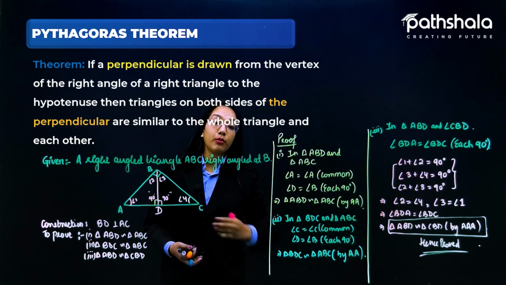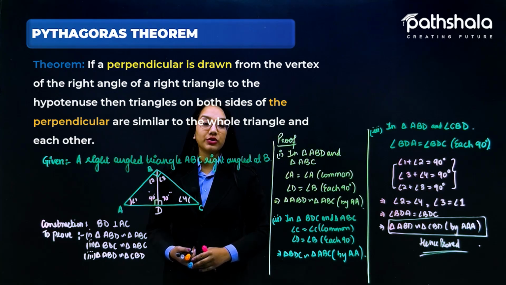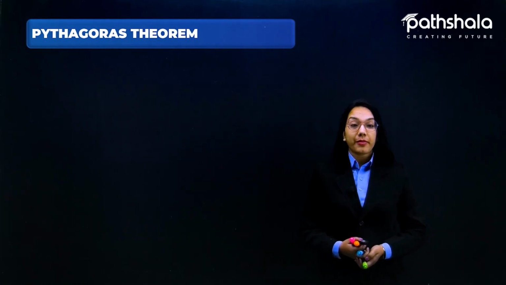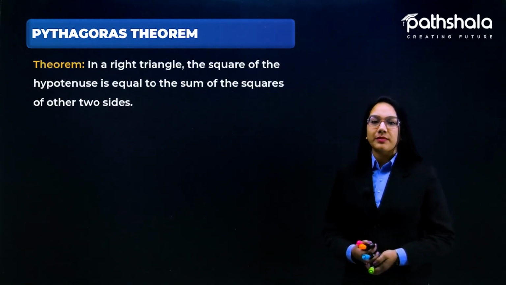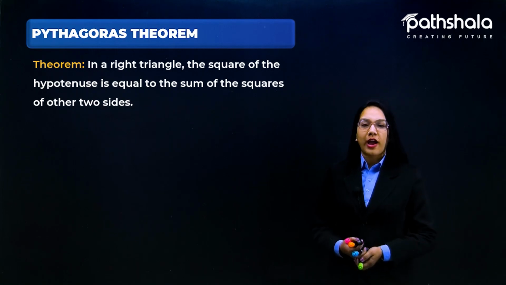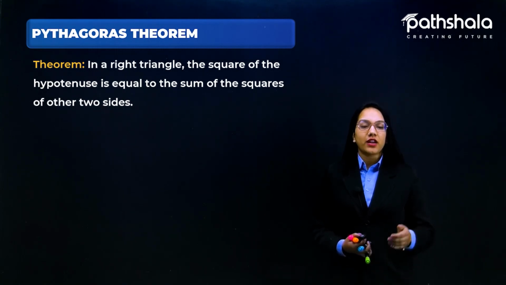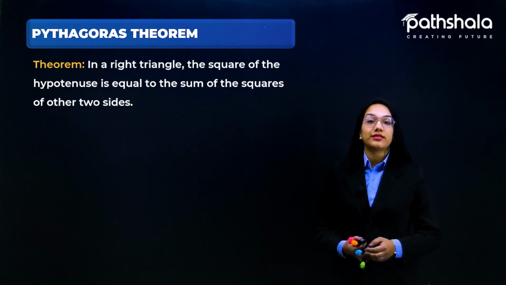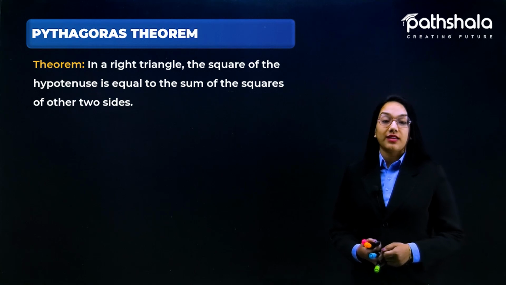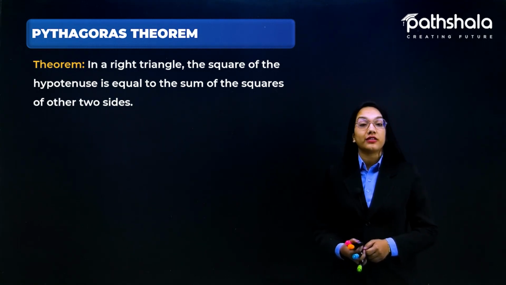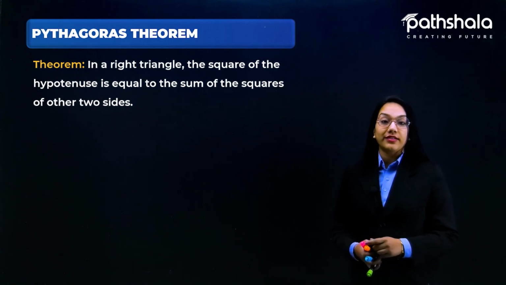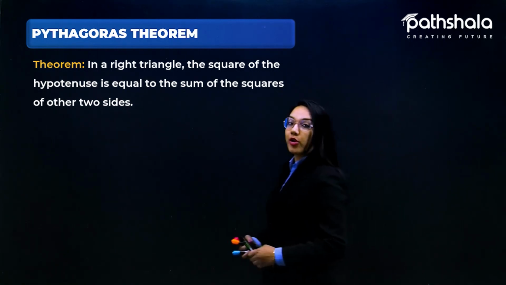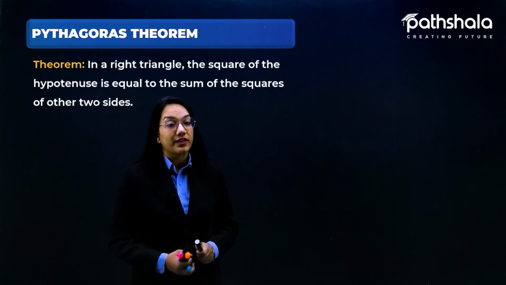So let's just see and move on further towards the Pythagoras theorem. Now let's just see the Pythagoras theorem. Pythagoras theorem says that in a right triangle, so if we are talking about the Pythagoras theorem, then we are working in a right triangle. So in a right triangle, the square of the hypotenuse is equal to the sum of the squares of the other two sides. So we have to prove this theorem that in any right triangle, the square of the hypotenuse is equal to the sum of the squares of the other two sides.